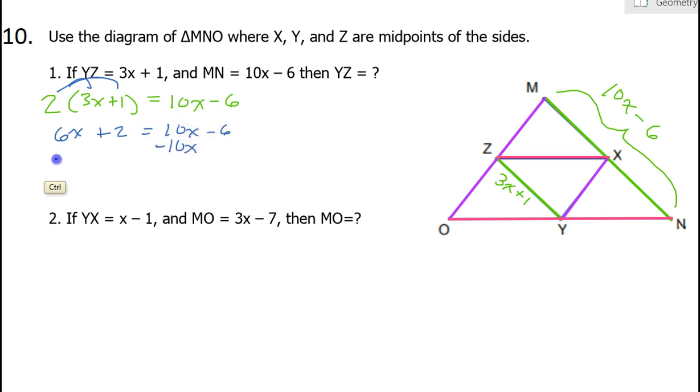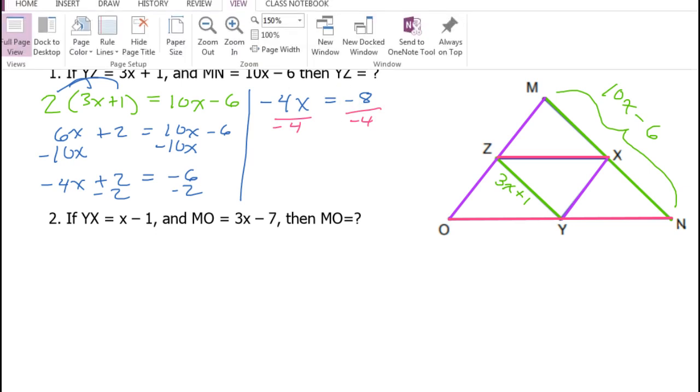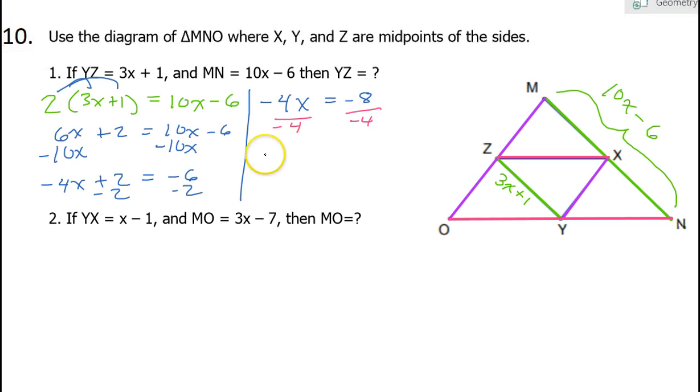Time to subtract 10x from both sides. So that's going to give me negative 4x plus 2 is equal to negative 6. Then I would subtract 2 from both sides. So that's going to give me negative 4x is equal to negative 8. Then I need to divide both sides by negative 4. And that's going to give me x is equal to 2.